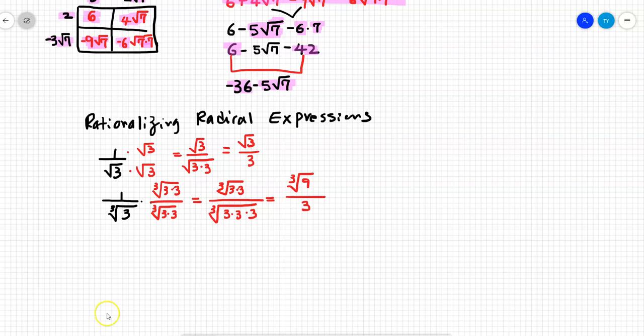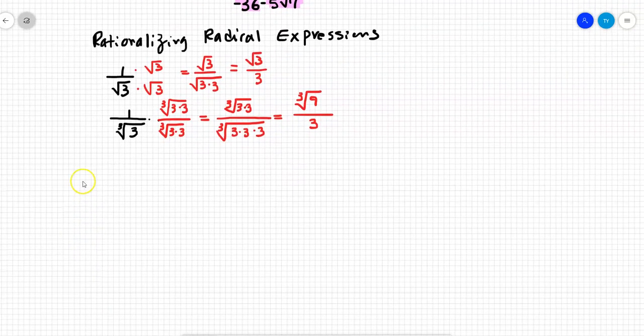Now, as long as you have one term at the bottom, like 1 square root or things like that, you're going to be fine. You're just going to multiply the exact same amount. But sometimes it's going to be a little bit different here. So let me just show you another one. If I have something like square root of 5 over square root of 12.